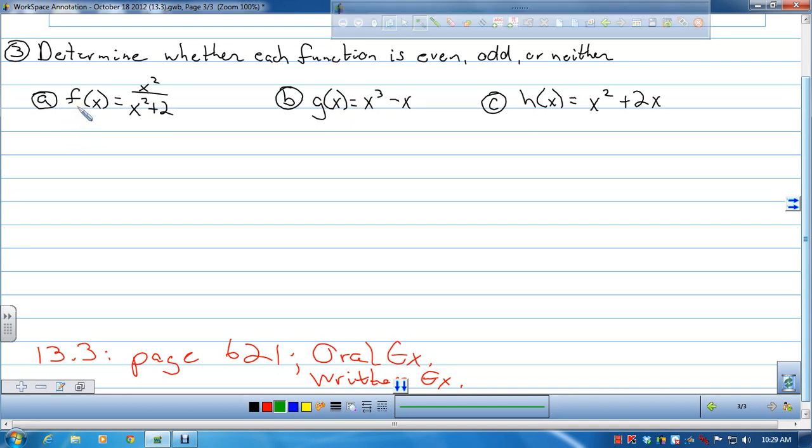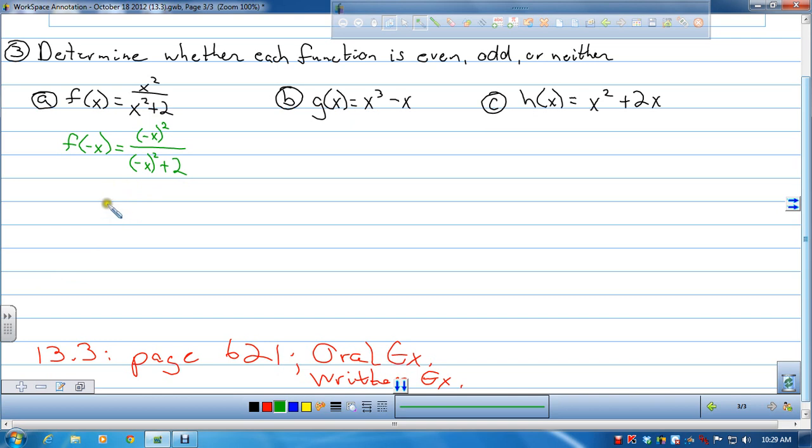So how we determine whether something is even or odd is we take our input, and when we plugged in x, this is what we got. So we want to know what happens when we plug in negative x. Now when you plug in negative x, I'll make a suggestion to you. Always put it in parentheses. So negative x would go in the place of x, and that is squared, right? So negative x, and that was squared plus 2.